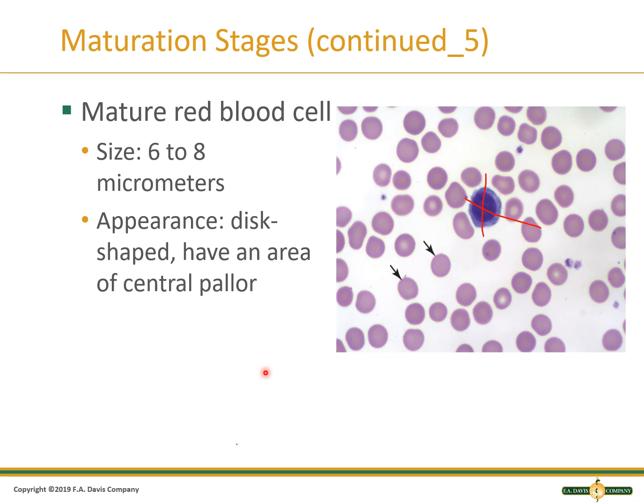The appearance of the mature red blood cell is a disc shape, and it has an area of central pallor. Some of these you can see better than others. This one you can see a central pallor. This one here looks a little bit lighter in color. Here's one here, almost like a donut disc type shape.